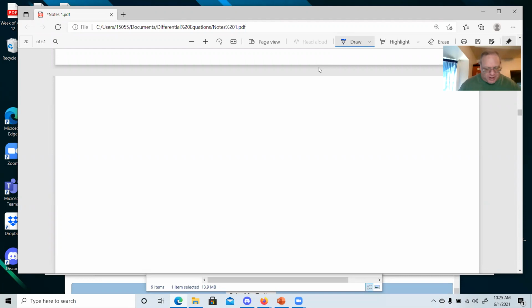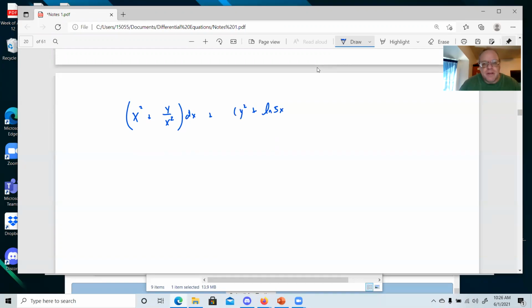So let's do a couple of examples. We are given x squared plus y over x, I guess it's y over x squared here, dx, plus y squared plus ln 5x dy equals 0. So here's our m, here's our n.